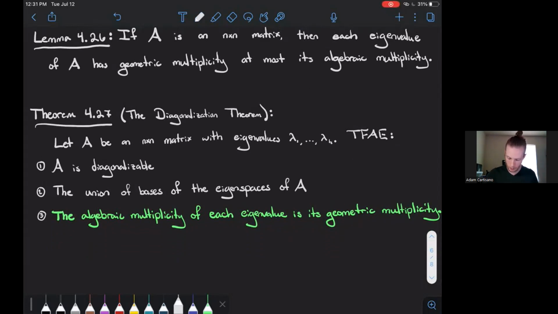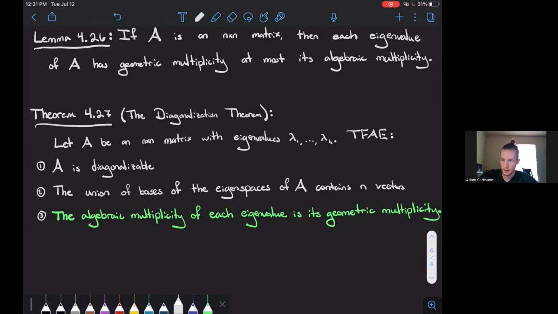So the union contains n vectors. And that was true in our previous case. Notice we had 2 vectors in E0, I think it was, and we had 1 vector in E-2. And the union of those 3 vectors was a linearly independent set, right? But in particular, it contained 3 vectors, and that's what we needed. That was the condition that we needed.